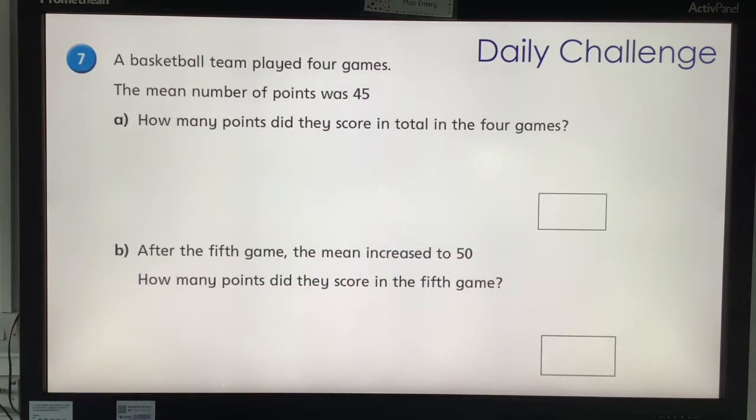Then your next one. A basketball team played 4 games. The mean number of points was 45. How many points did they score in total in 4 games? And B, after the 5th game, the mean increased to 50. How many points did they score in the 5th game? Think about how you'd work those out. Pause the video and have a go.